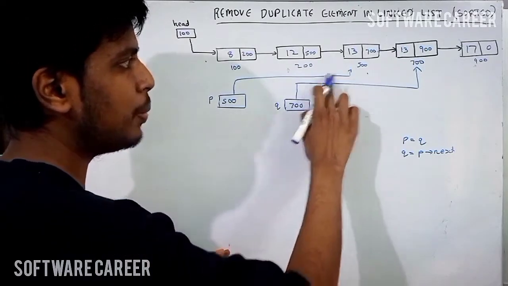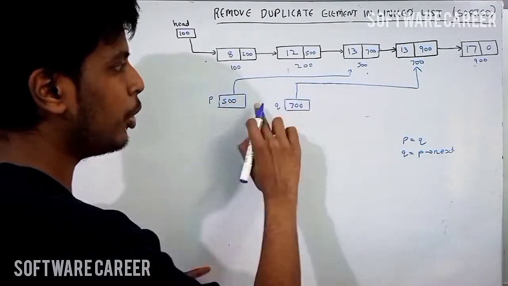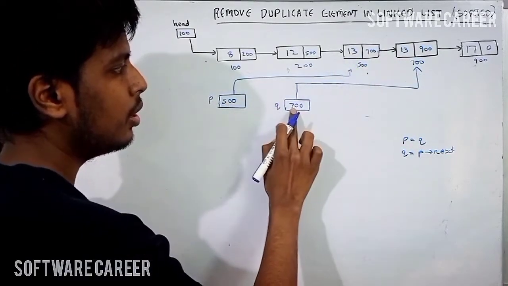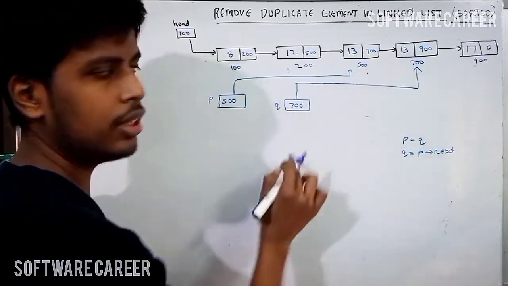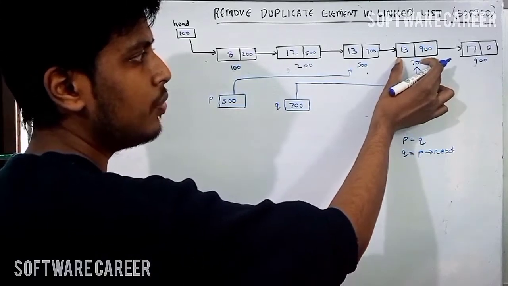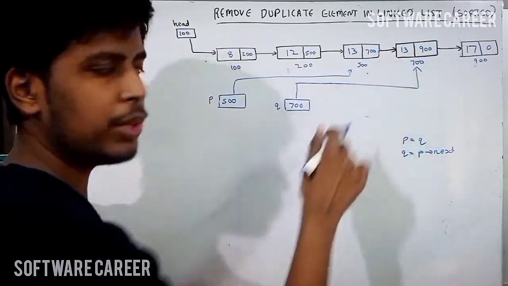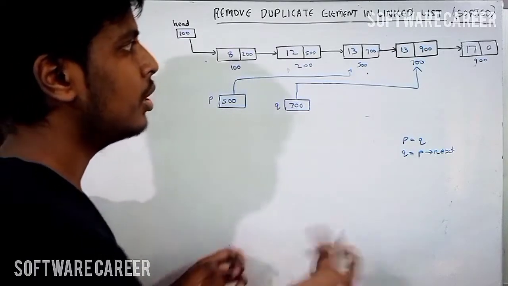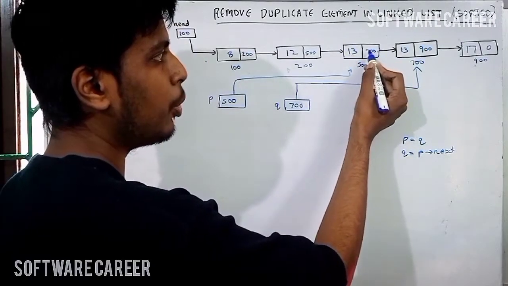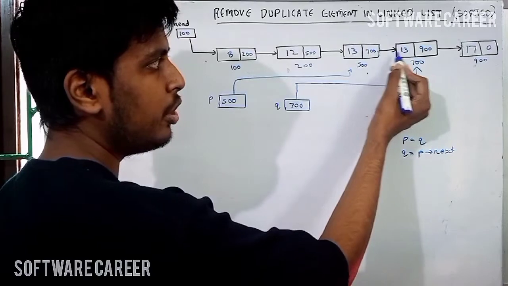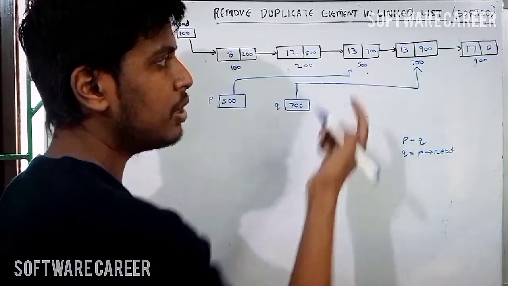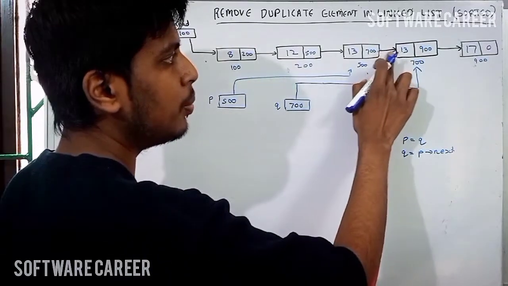Now again compare the data present in these two pointers, or two nodes. See, what is P's data? 500's data is 13. Q's data, 700's data, is 13. Now 13 is equal to 13. Now what should you do? You should remove this 13, the Q node, from this linked list. How can you remove it? See here. Now the pointer of the third node is 700. It's pointing towards the fourth node. You should remove this node. So that means you should not make a link between these two.